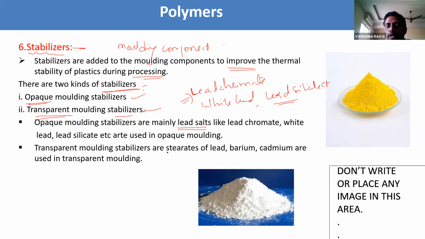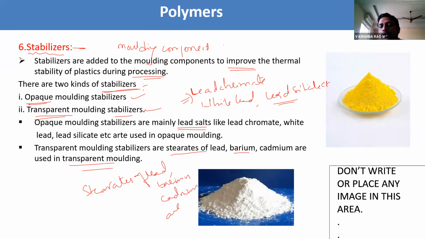The transparent molding stabilizers are stearates of lead, barium, and cadmium. These are used as transparent molding stabilizers.